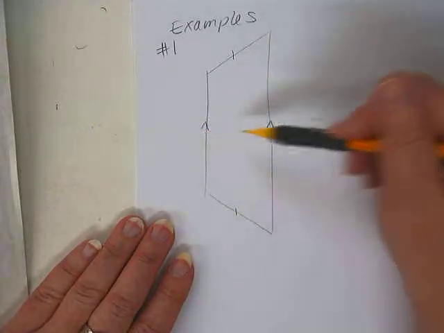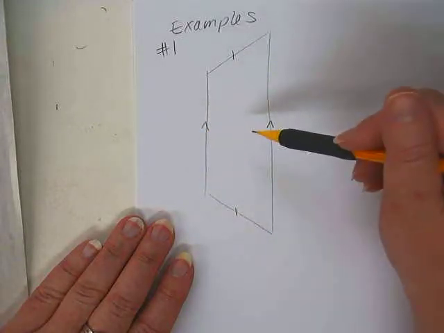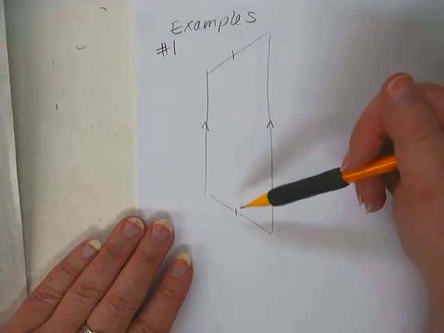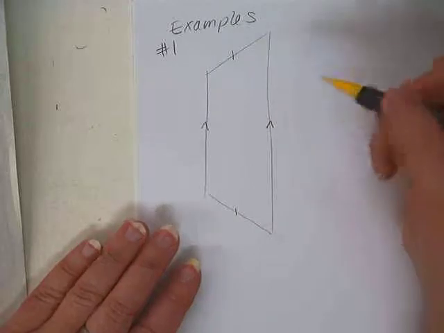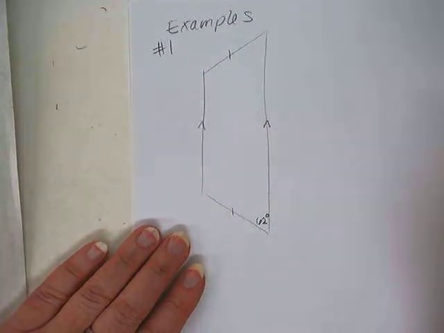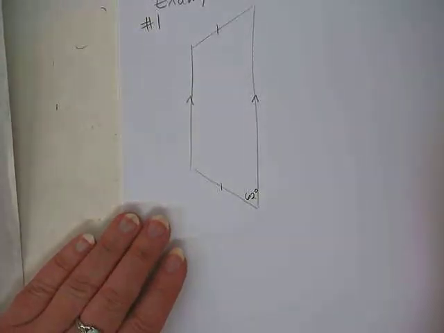Now what have I done to it? It's now an isosceles trapezoid, right? What did I do to make it an isosceles trapezoid? I put, okay, the arrows were parallel. That made it a trapezoid. The other little lines tell me that the other sides are congruent, which makes it isosceles.